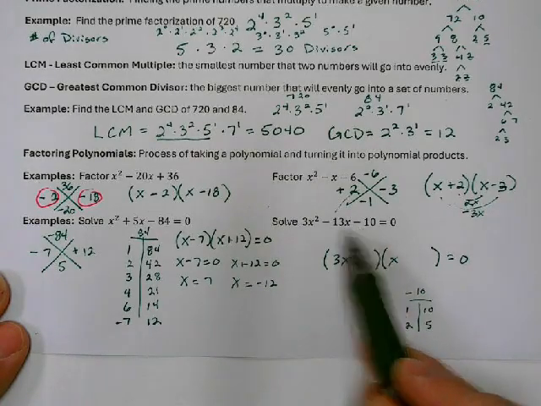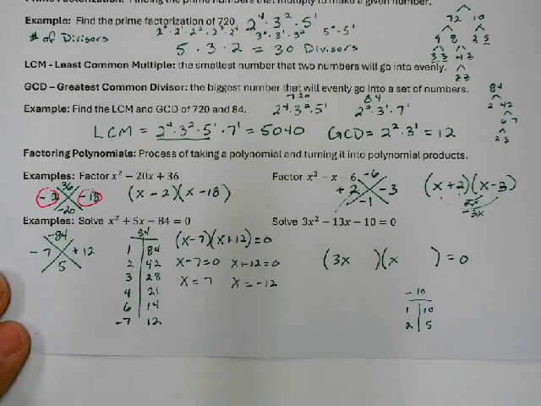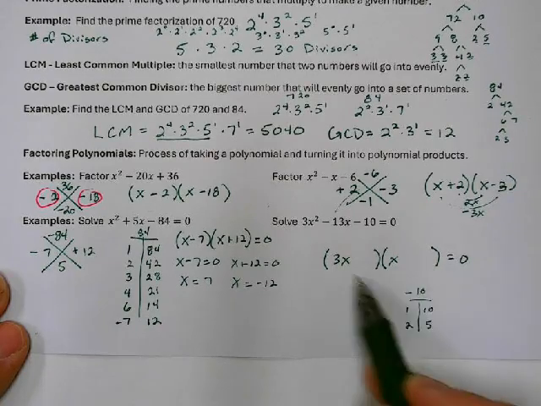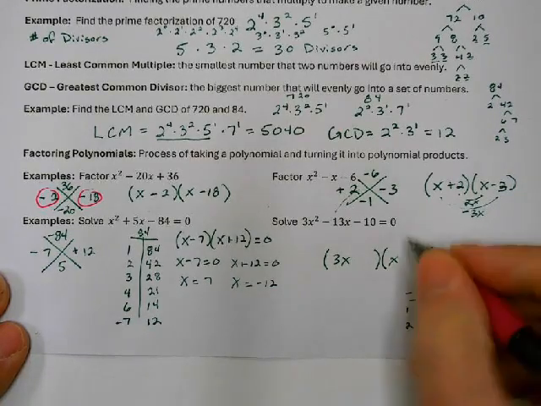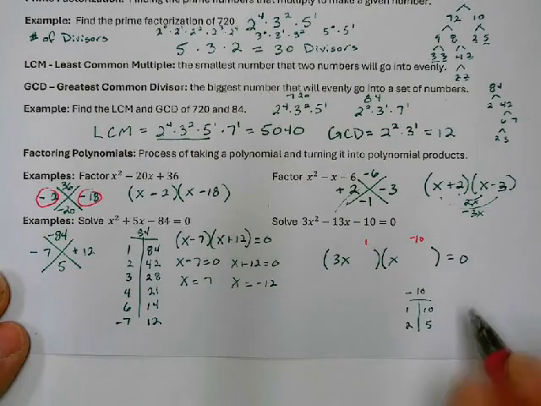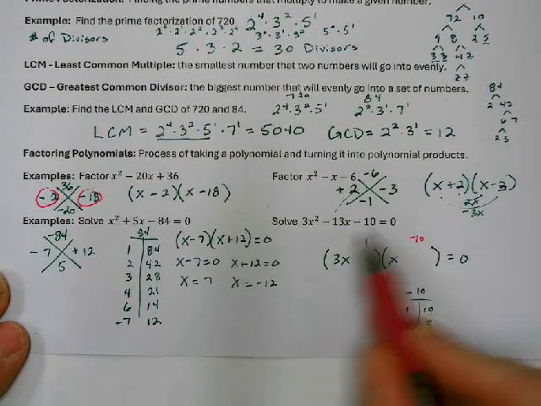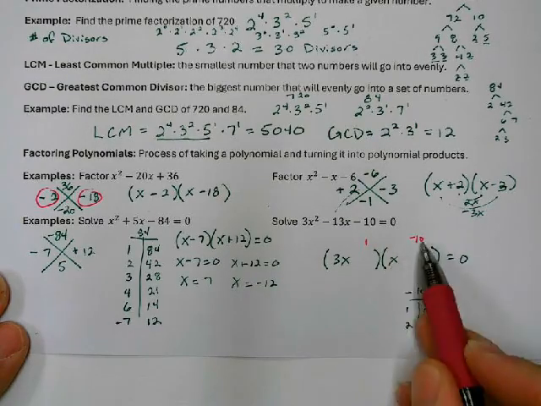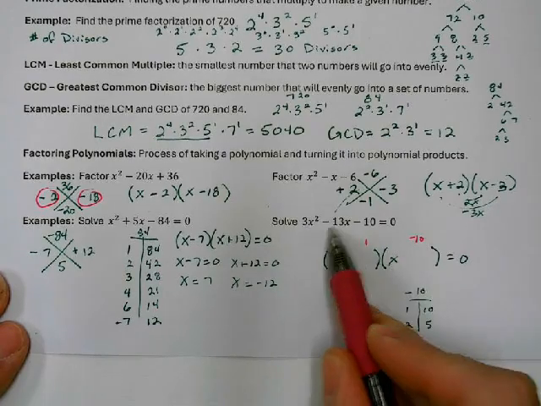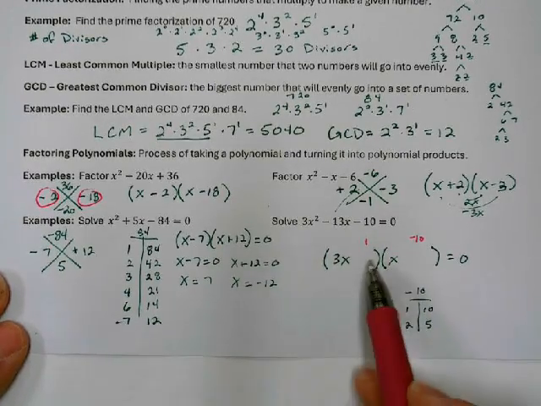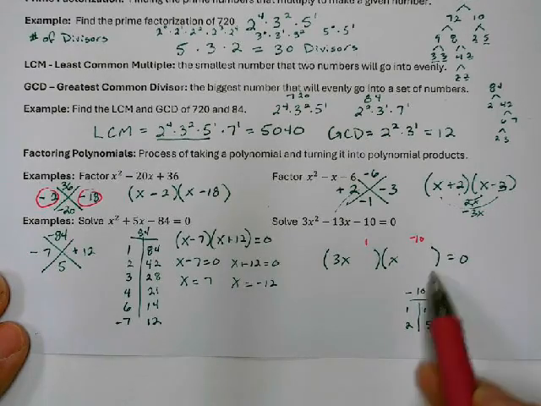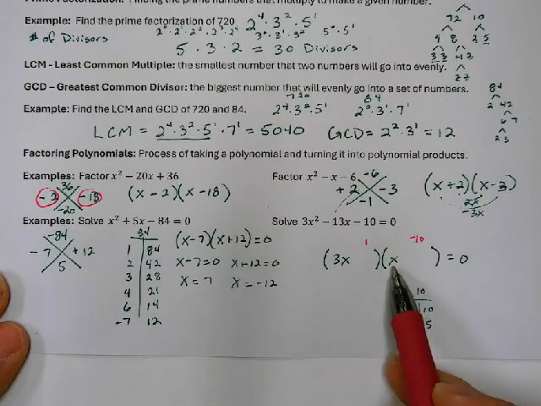So let's say that I put -10 over here. 3 times -10, I'll do it like here so you can actually see it. Let's say I do 1 and -10. 3 times -10 is -30, and then x times 1 is 1x. -30x and 1x is -29x. That's not my number. I can't do it the other way. If I did 10 and 1, that would be 3 times 1, which is 3, and 10 times 1, which is 10, but one of them has to be negative, so that's not going to work.